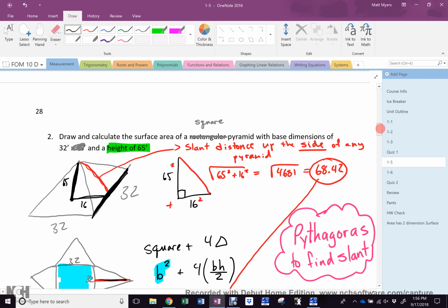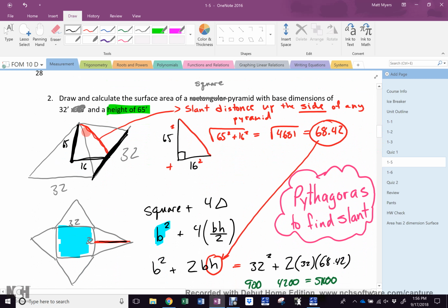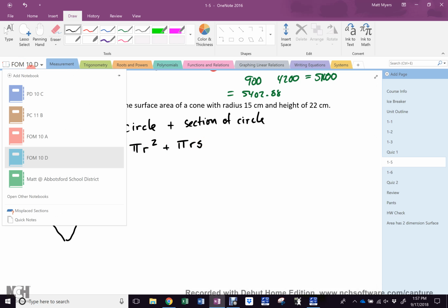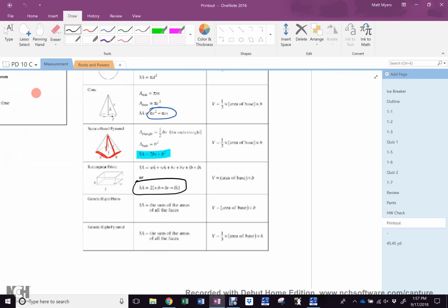What was the other length we needed in the rectangle pyramid? We needed a slant. Isn't a cone a pyramid? So we must need slant somewhere, yes? Where do you think slant goes? Right there. Everybody cool? Now, do you have to memorize that? Do you think? That hurts that you guys think that. That's crazy talk. What's right there on your sheet?